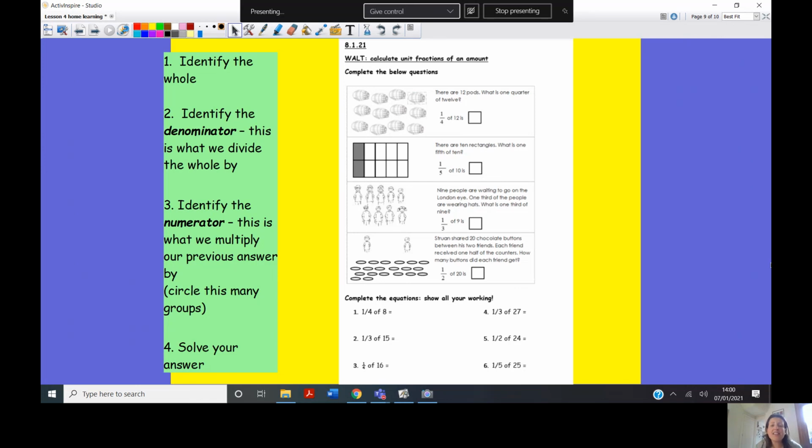There is also a challenge. Please do not feel that the challenge is compulsory. Also, remember that you have daily arithmetic, and I am going to be uploading the link to Daily 10 and a video to explain how it works. So your independent task is to complete this sheet, complete the word problems and the equations. Show all your working, please. Remember, your presentation is something that we want to look at. There's a challenge there for those who want to complete it.